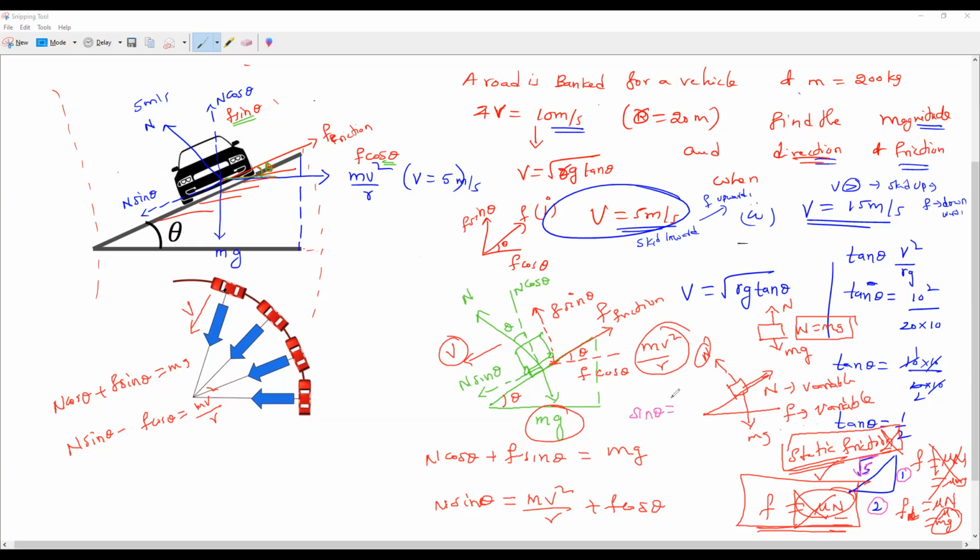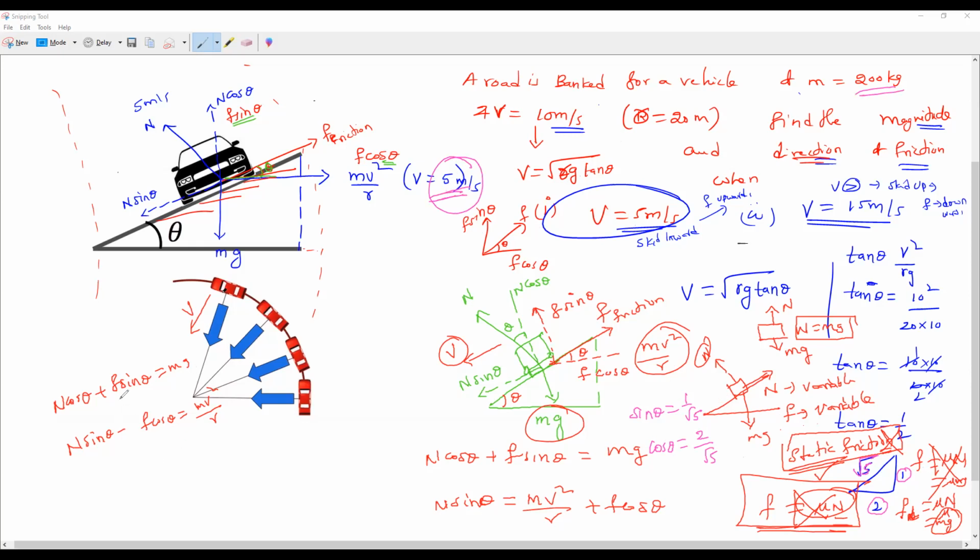So from that, can you tell me the sine value? Sine theta is equal to what? Opposite side by hypotenuse: 1 by root 5, sir. Can you tell me what cos theta is? Adjacent side by hypotenuse, which is 2 by root 5. That's all. We know the mass, we know the radius, we know the velocity. Now which velocity do we have to take, 5 or 10? The lesser one, so we have to take 5.